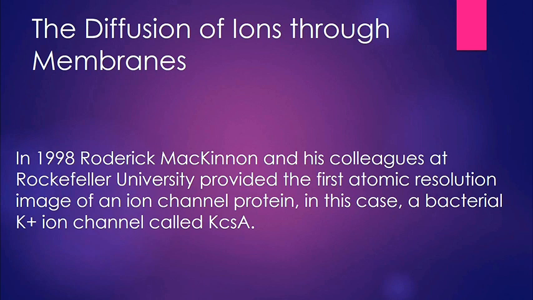In 1998, Roderick MacKinnon and his colleagues at Rockefeller University provided the first atomic resolution image of an ion channel protein, in this case, a bacterial potassium ion channel called KcsA. This landmark has been followed by a series of investigations that has revealed the mechanism by which these remarkable molecular machines are able to select overwhelmingly for potassium ions over sodium ions, yet at the same time allow the rapid conductance of potassium ions through the membrane.